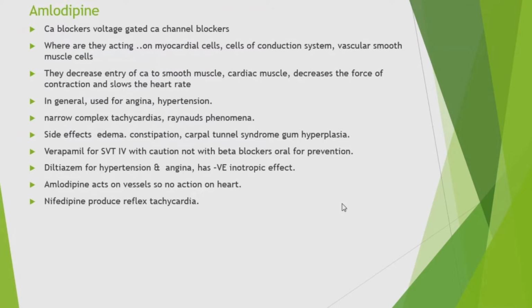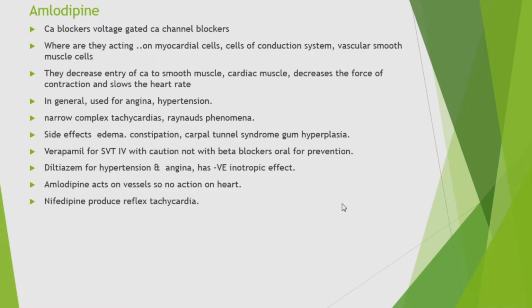Amlodipine is a calcium blocker. Calcium blockers are voltage-gated calcium channel blockers. Okay, sir. This drug is acting on different sites like myocardial cells, conduction system, vascular smooth muscles, depending upon which group of calcium blocker they are. For example, nifedipine does not have any action on the conduction system. Verapamil and diltiazem have an effect.